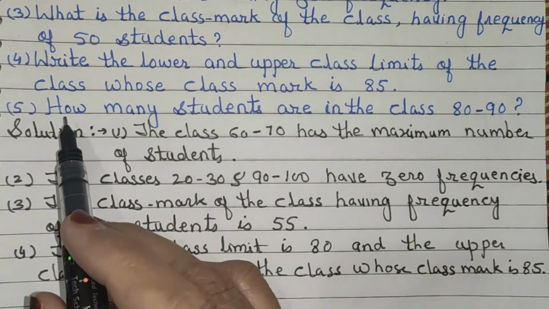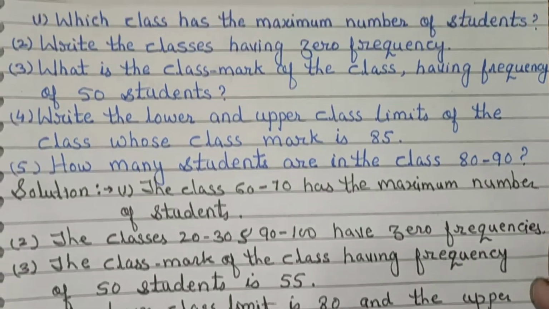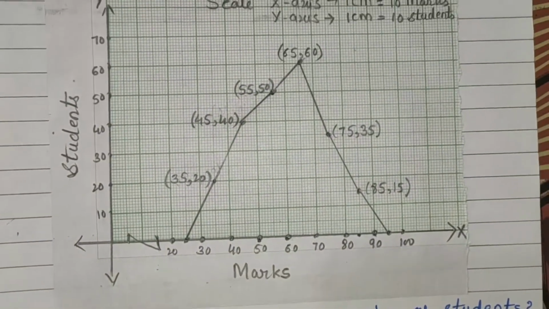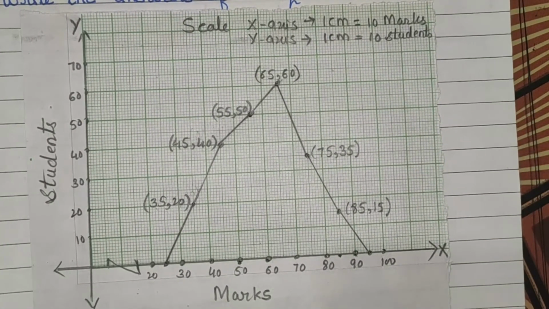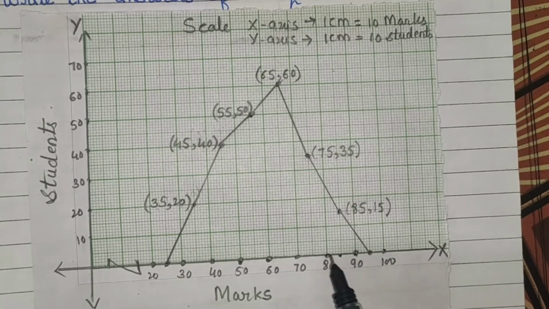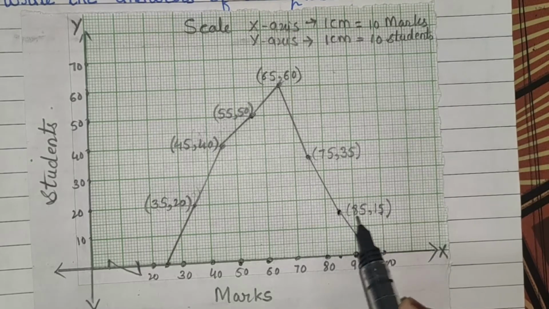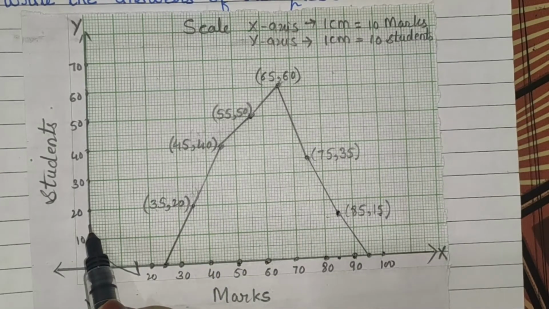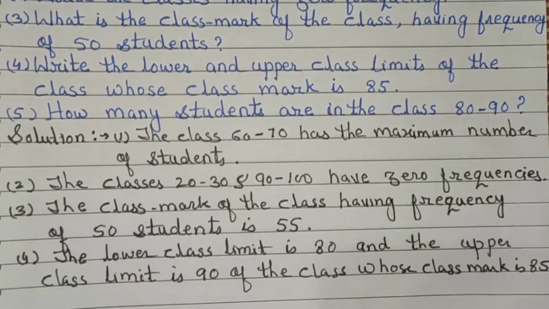Now last question is how many students are in the class 80 to 90? Now look at here, frequency polygon. How many students are in the class 80 to 90? Now look at here, 80 to 90 contains 15 students. Now number of students here is 15. Therefore write down the answer here.